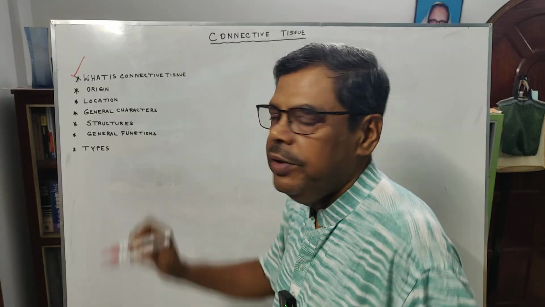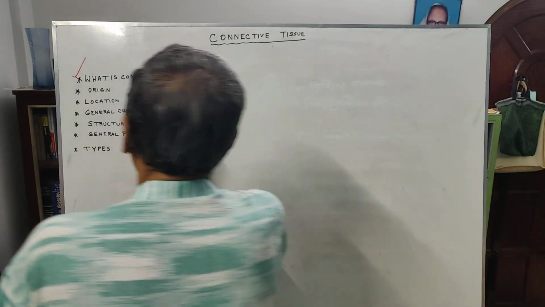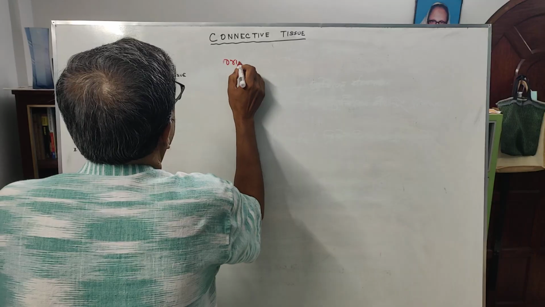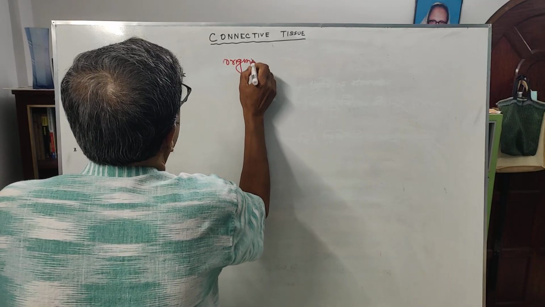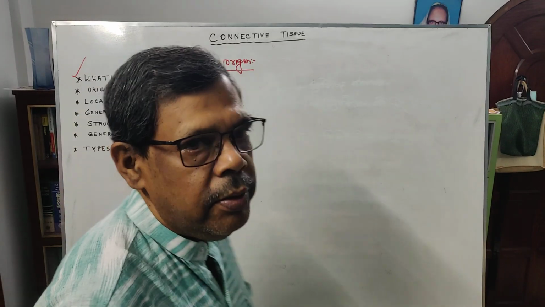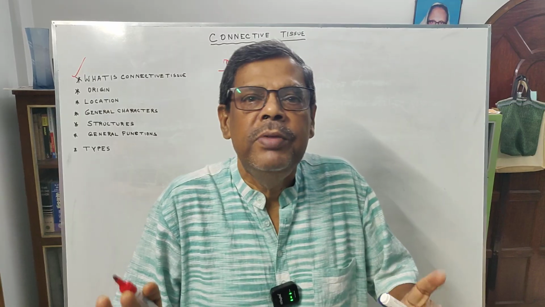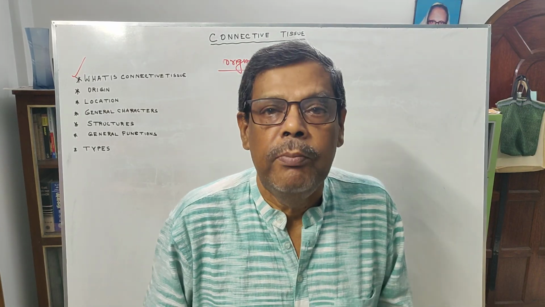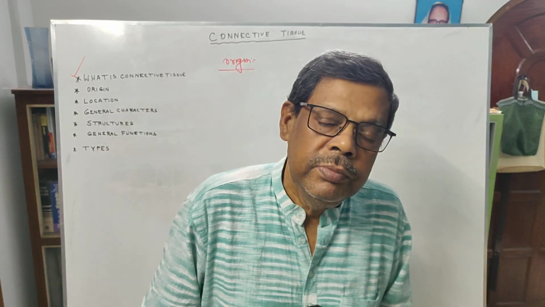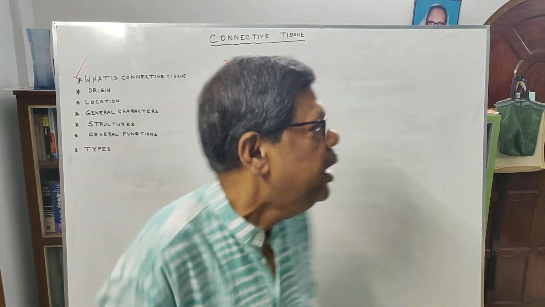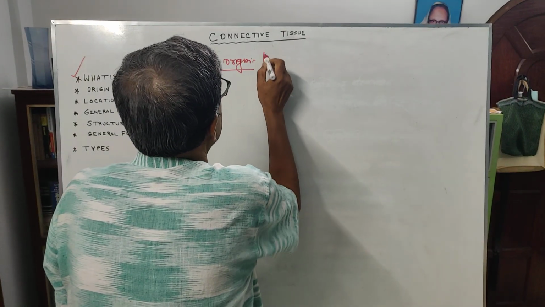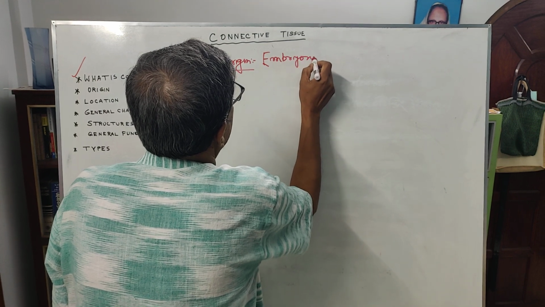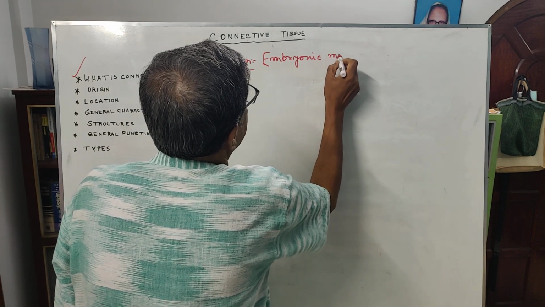Next, origin. Origin of connective tissue. From embryonic mesoderm, connective tissue is produced.